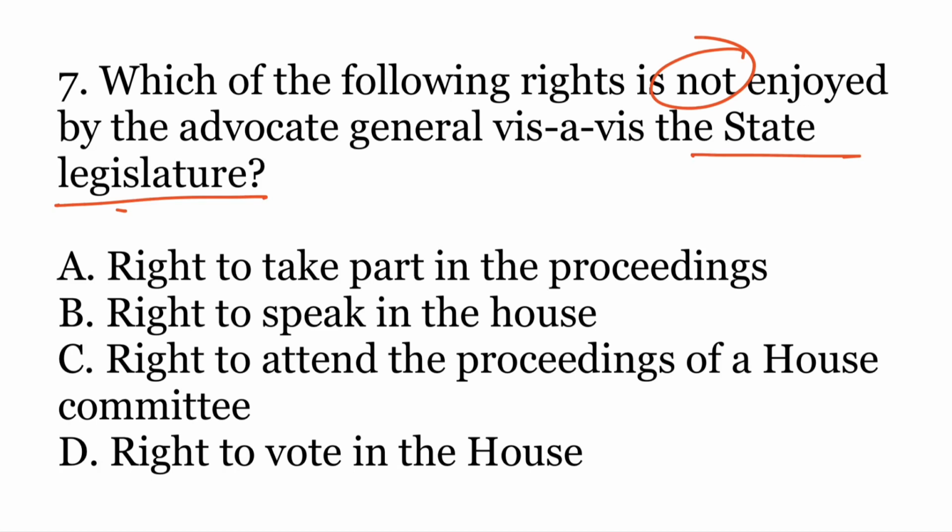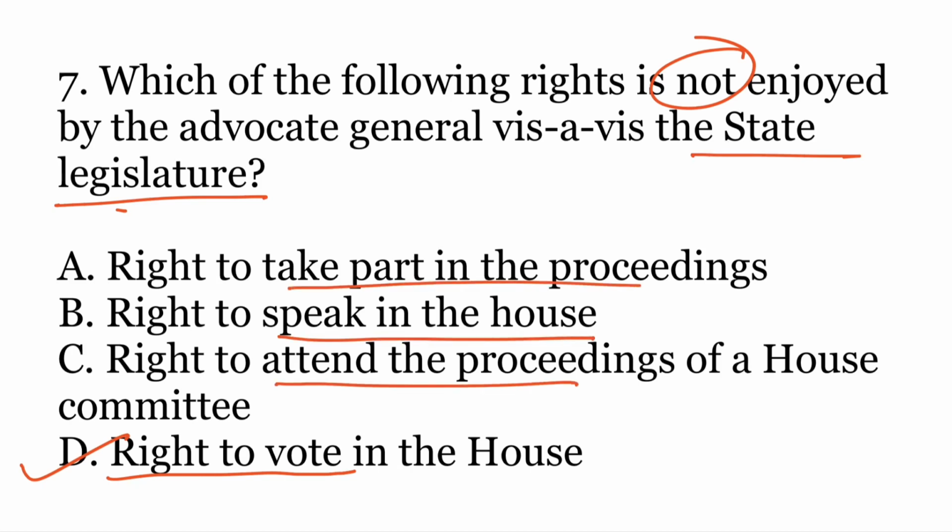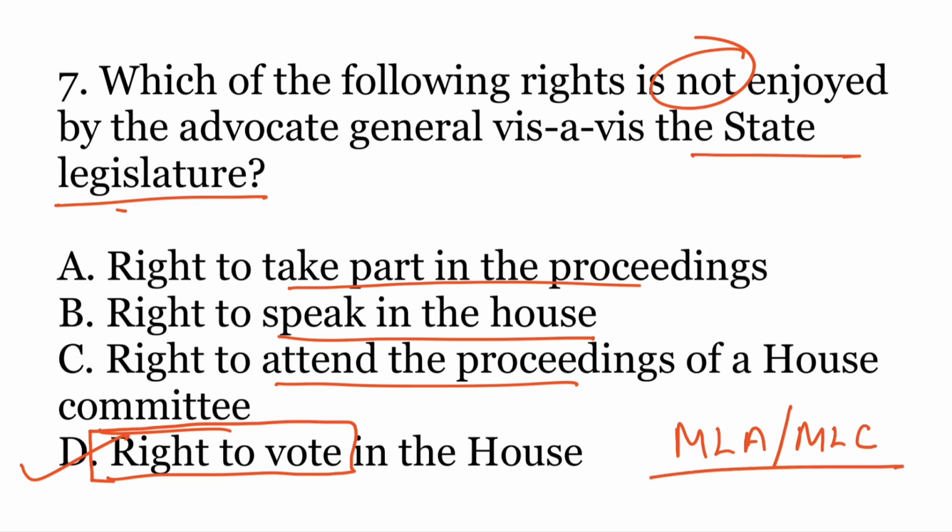Since the question is asking the provision which is not enjoyed by the Advocate General, the answer is right to vote. So, Advocate General can take part in the proceedings of the House, can speak in the House, can attend the proceedings of even the committees of the House, but he does not have the right to vote because he or she is not a member of the House, neither an MLA nor an MLC. He or she is neither a member of Legislative Assembly nor a member of Legislative Council, and only the MLAs and MLCs have the right to vote in their respective houses. No other person can have such right to vote.